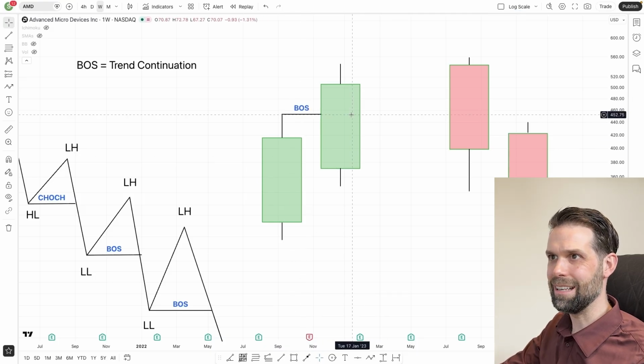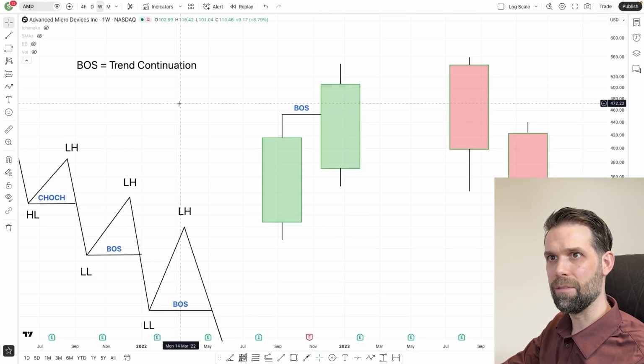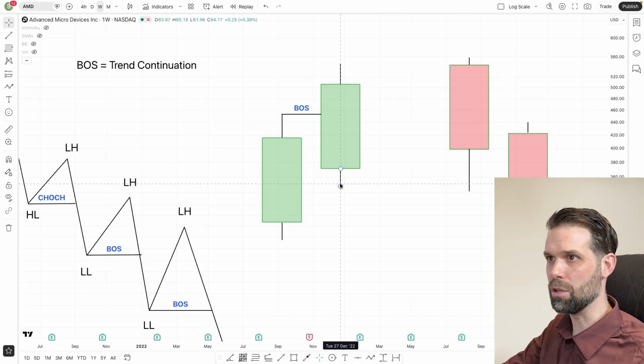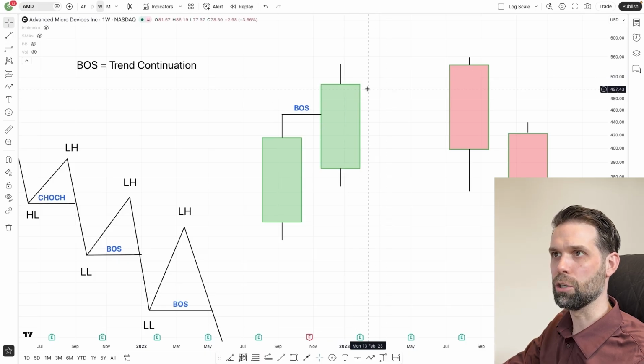So in this situation, this candle, it's green, it opened here, and it closed here. During the week, if these are weekly candles, it went all the way down to the bottom of this wick, and the highest price was the top of this wick, but it closed at the top of this green candle.